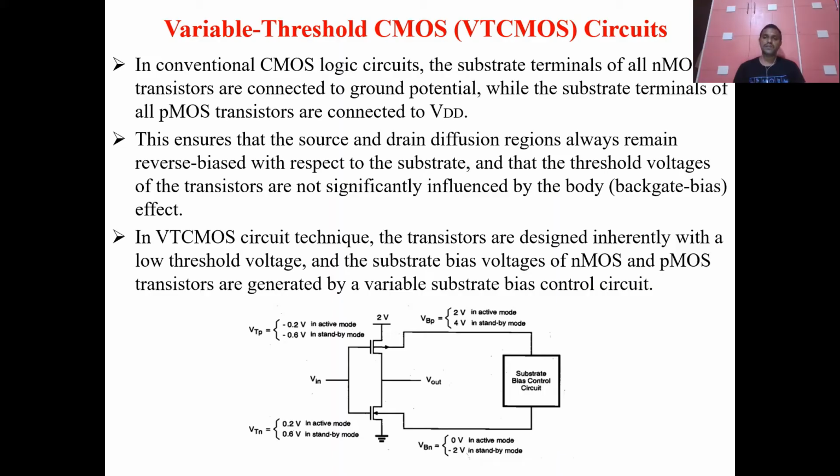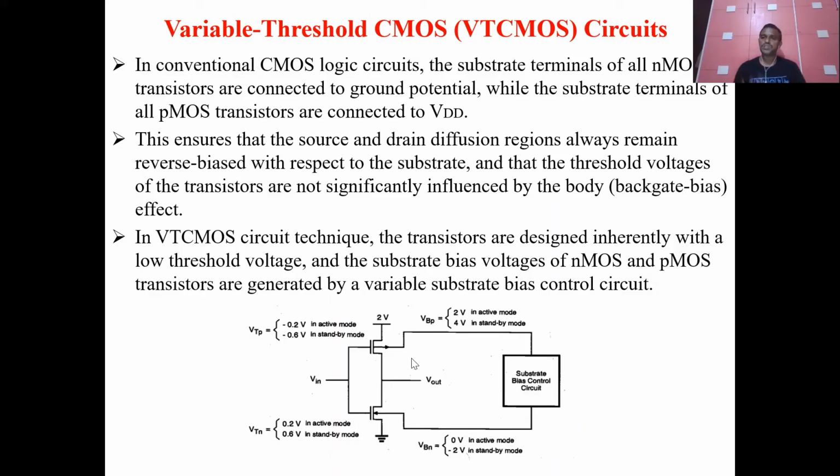the substrate bias. Okay, so here I have considered this one as the PMOS and this one as the NMOS, but here we have the substrate bias. Instead of connecting this one to VDD and this one to ground, I am considering this substrate bias control circuit. So depending on the change in substrate bias, there will automatically be a change in the threshold voltage of the PMOS and NMOS transistors. That's why the design is done like this.